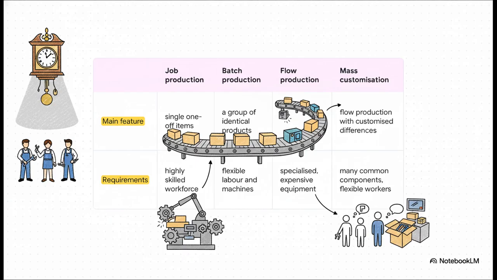Okay, this table is a fantastic revision tool. You can see at a glance the main feature of each method, from single one-off items for job production, all the way to flow production with customized differences for mass customization. And what's really useful is that it lists the requirements, like needing a highly skilled workforce for job production versus that specialized, expensive capital equipment for flow.